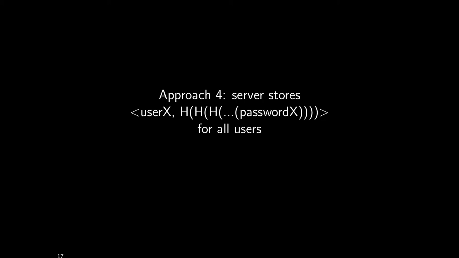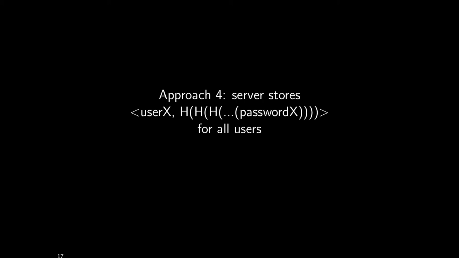So what about hashing it many, many times? So approach four: the server stores the user's name and the hash of the hash of the hash of the hash of the dot, dot, dot, say 1,000, a million, however many times is reasonable for the server to do every single time a user wants to authenticate their password.